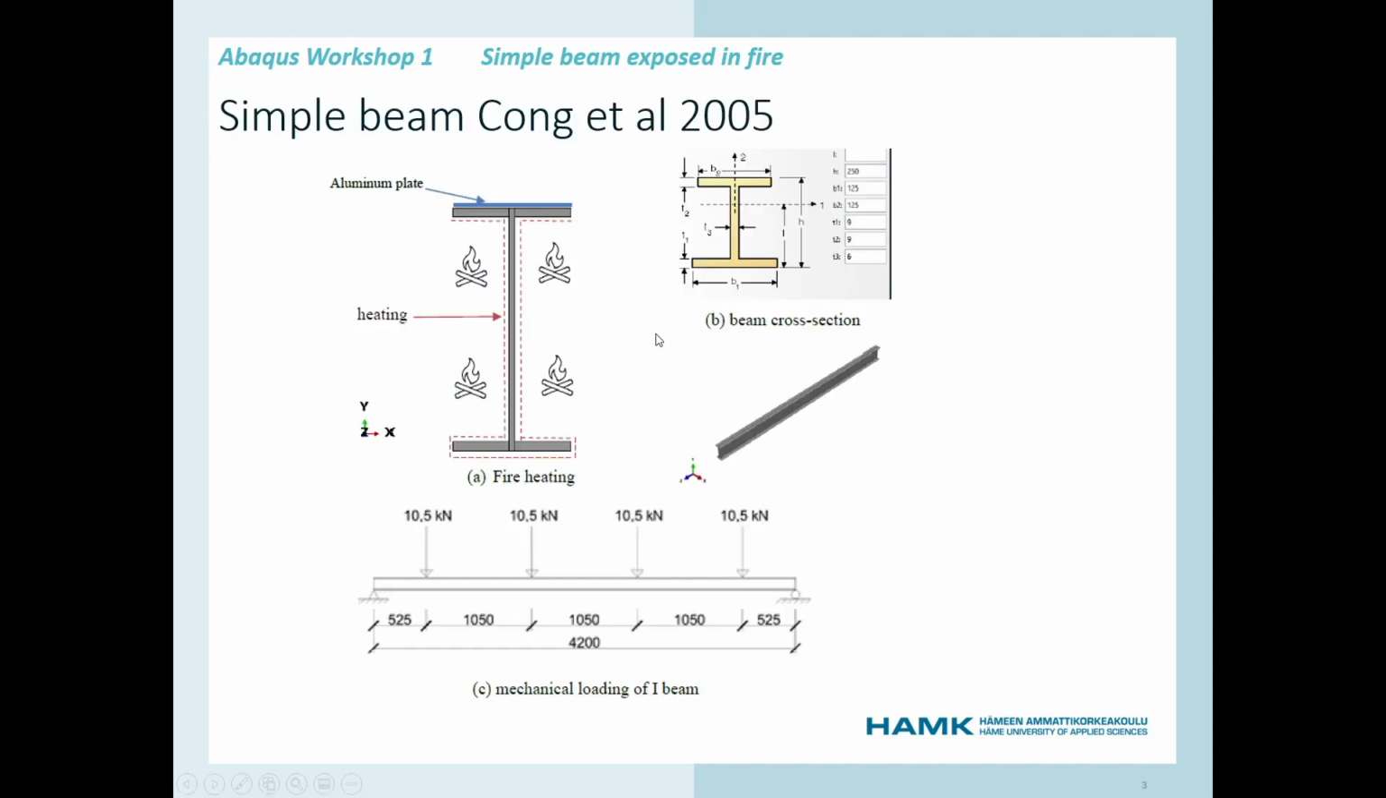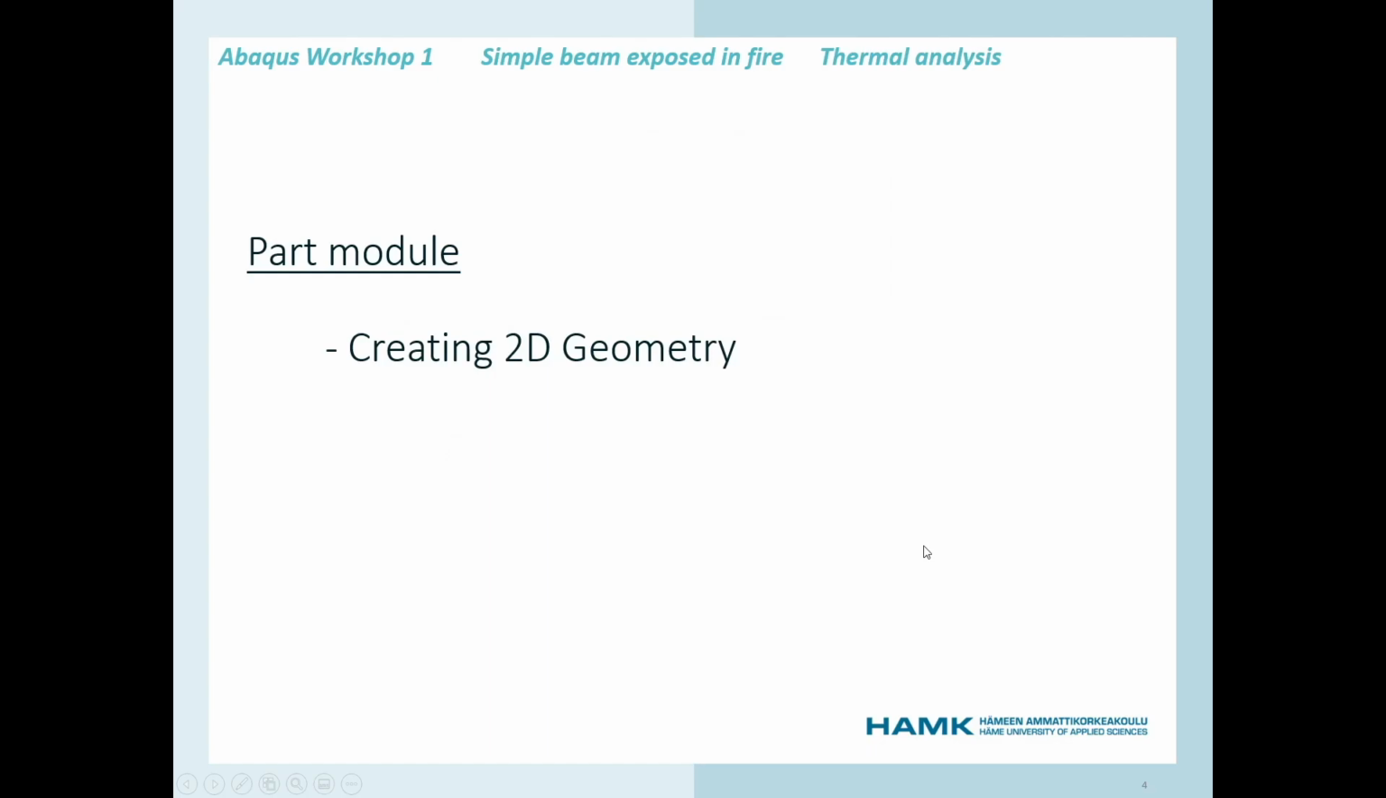This is the case of a simple beam, simply supported, and it is loaded at 4 points with 4 loads, and the 3 sides of the I-beam are exposed to fire. We follow the standard Abaqus CAE procedure and follow each module.